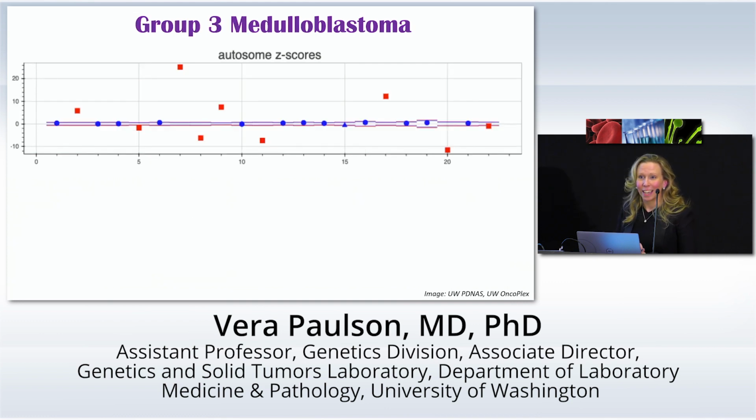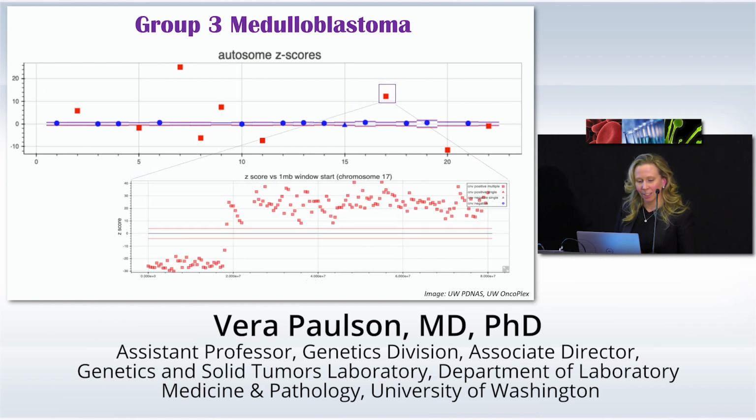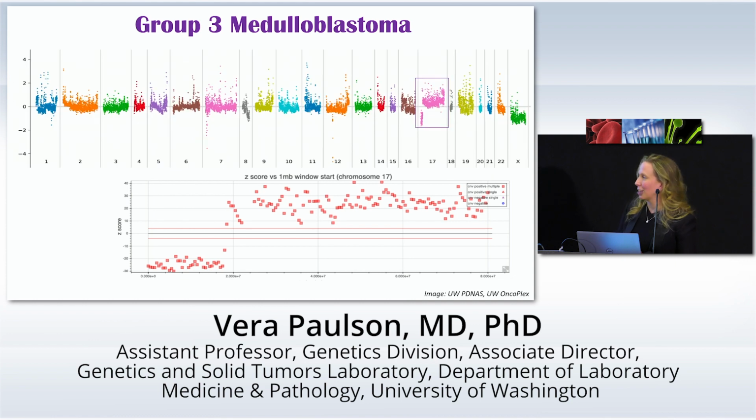A slightly different case of group 3 medulloblastoma, a lot of copy number changes here, including this one, which is isodicentric 17. So you have loss of the P arm and gain of the Q arm. That one I think is a little bit easier to pick up on Oncoplex, again, concordant.